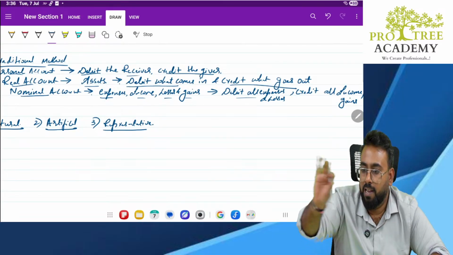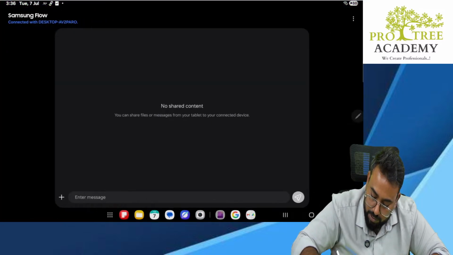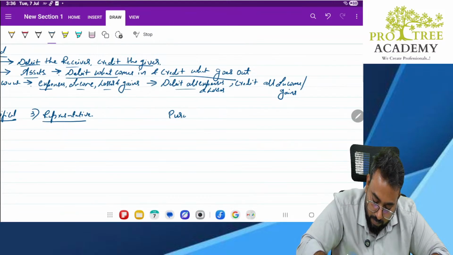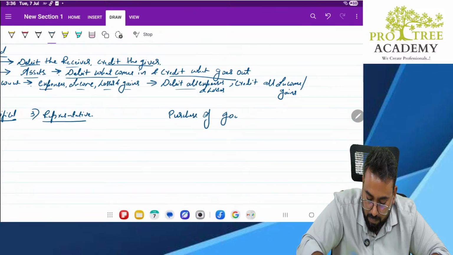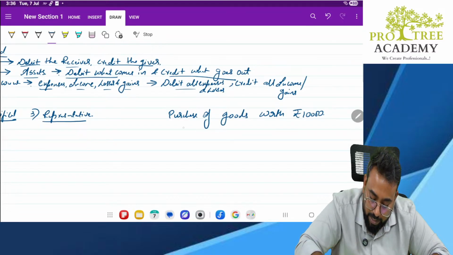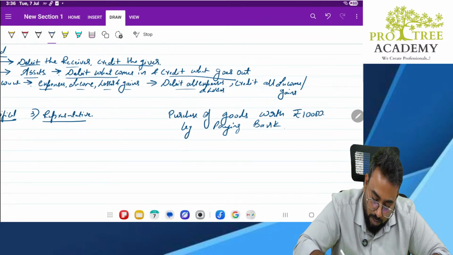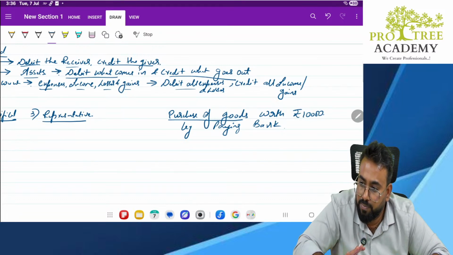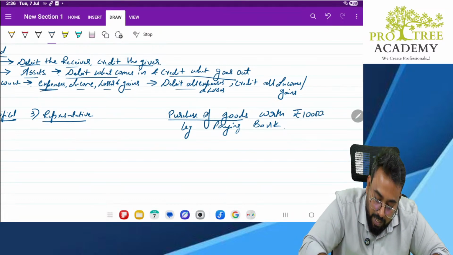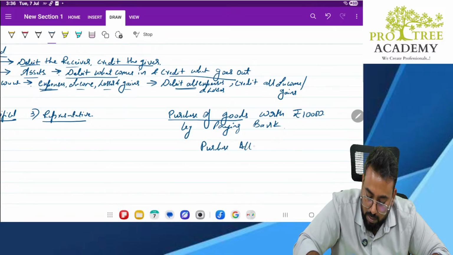Now, if we record the same transactions using the traditional approach, how will it be done? What was the first one? Purchase of goods worth 10,000 by paying in bank. Correct? Now, purchase of goods is an expenditure. So what does your definition of expenditure say? Debit all the expenses. So, purchase account debit.